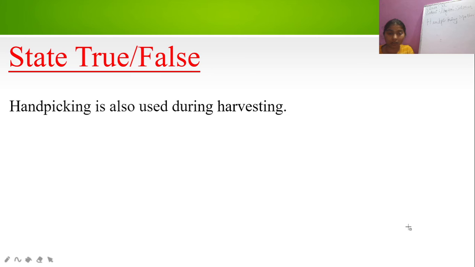Yes, students? Yes, it is false, because we have not seen it being used in harvesting, we use it after the harvesting, for removing the stones or other grains which are impurities in it. So that way we can use it, but during harvesting we are not able to use this hand picking method. It is very difficult for us to hand pick. Okay, so this is the first statement.